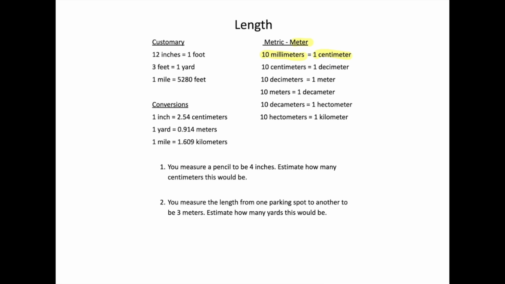There are conversion factors to go from one system to the other. Some of them include 1 inch is equal to 2.54 centimeters, 1 yard is 0.914 meters, and 1 mile is 1.609 kilometers. Let's look at converting from the customary system to the metric system and vice versa.